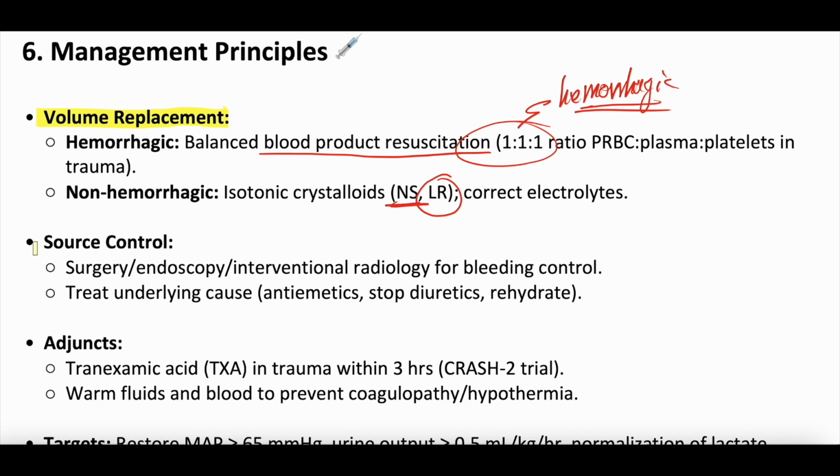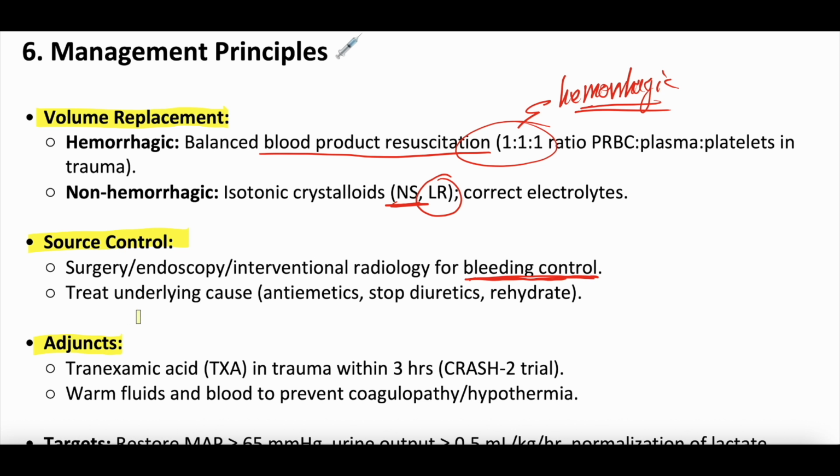Source control is incredibly important. Okay, for bleeding, for hemorrhagic shock, that might be interventional radiology, that might be surgery, that might be endoscopy to control the bleeding. Okay, I can give blood products till I'm blue in the face, but until the bleeding's controlled, they're going to remain sick, right? If it's non-hemorrhagic shock, rehydrate them and then treat the underlying cause too. Is this huge GI losses? Treat the GI illness. Is this diuretic therapy? Stop the diuretics. You know, you get the hint there.